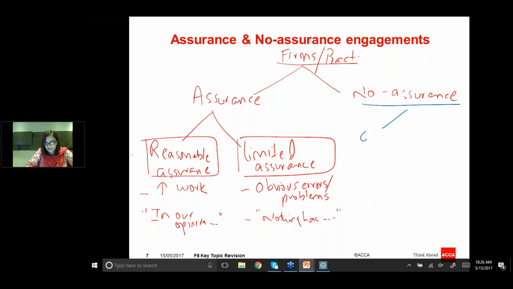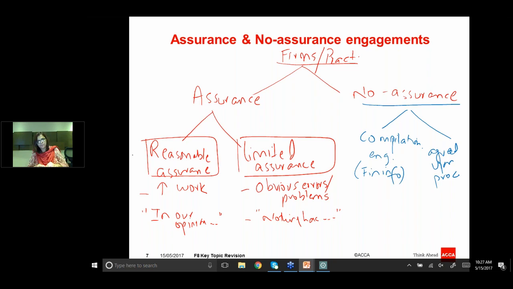If you want us to compile financial information, a compilation engagement is one where I can compile financial information for you. So I can prepare the financial statements for you. I can actually make the non-current asset register for you. So if you want us to compile financial information, we offer compilation engagements. If there's any other work you want us to do, we're happy to do that as well. So agreed upon procedure.